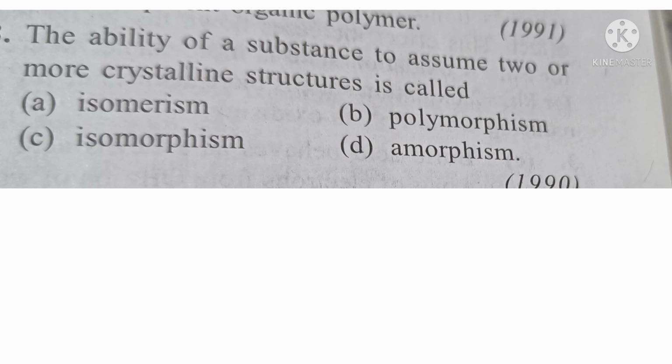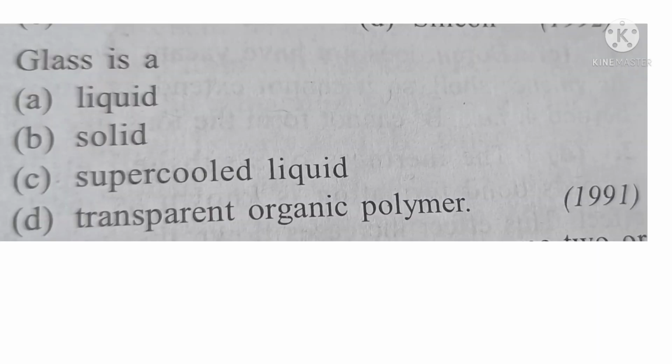The ability of a substance to assume two or more crystalline structures is called polymorphism. So option B is the correct answer. And in an element, when there is polymorphism, it is known as allotropy. So we have allotropes of carbon like graphite and diamond. Glass is a supercooled liquid. It does not have a crystalline structure. It is rather amorphous. It has the arrangement like that of a liquid, but it is supercooled.